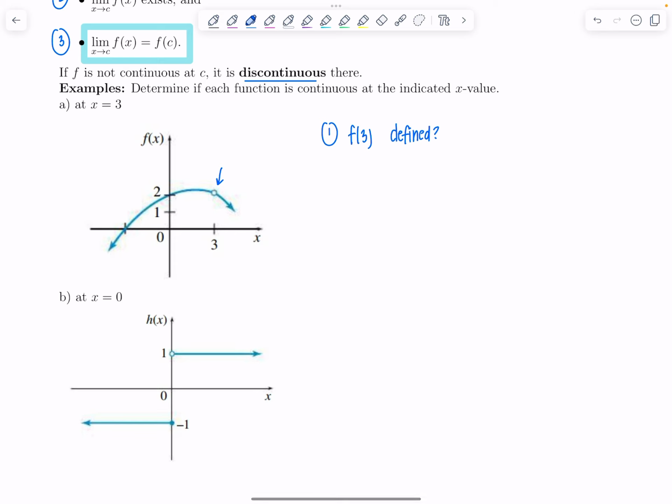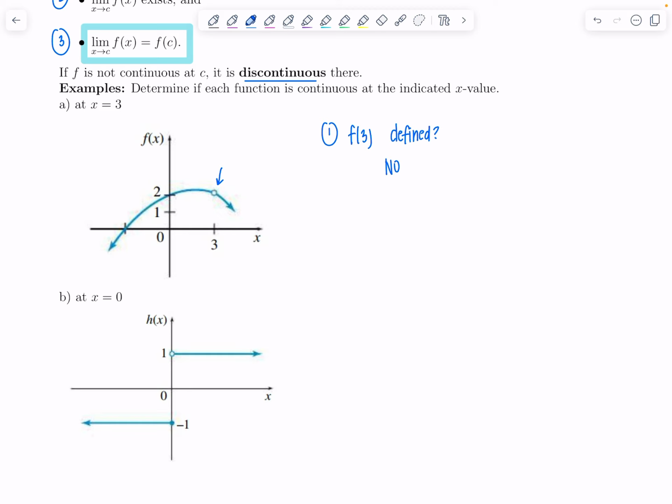There's a big old hole in the graph. So we have no function value. We have no y value at x equals 3. So that's all you need to do. If it fails one of the conditions, you don't need to go through and check in order to verify continuity, unless you're asked to check all three conditions.